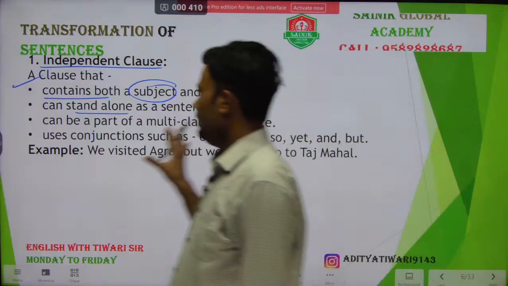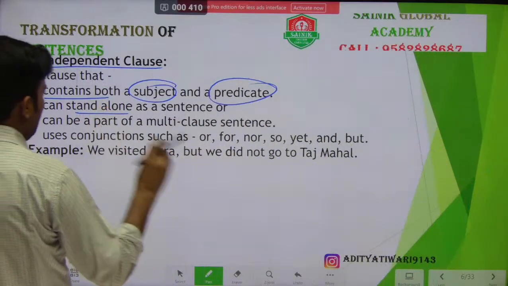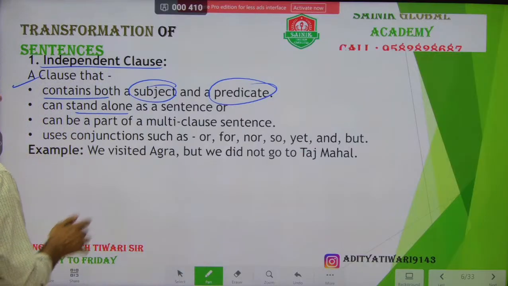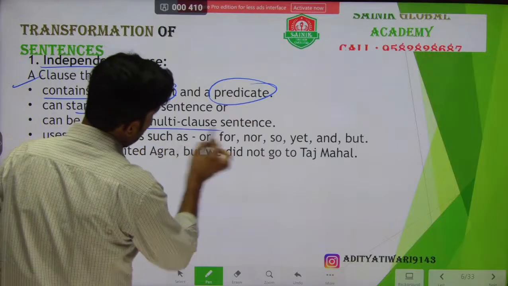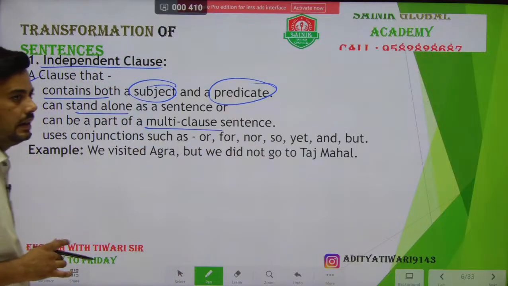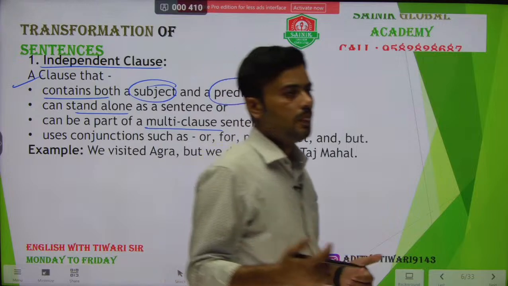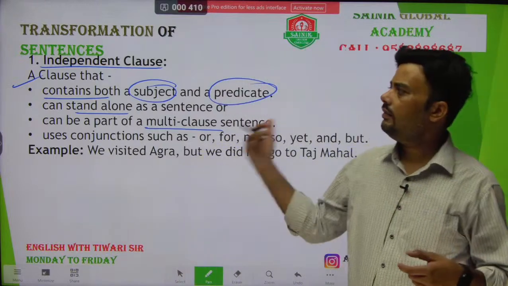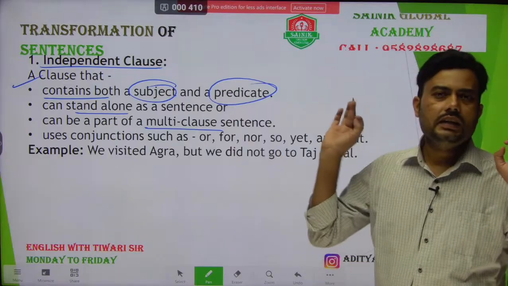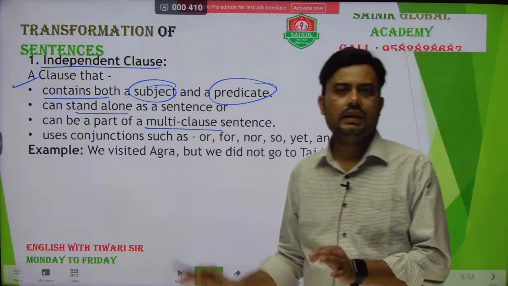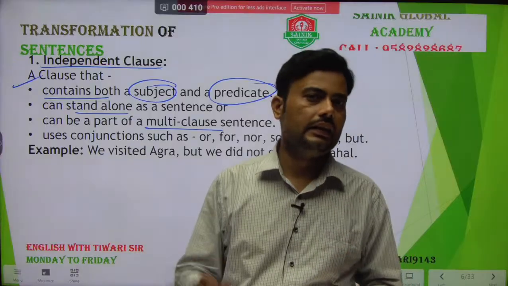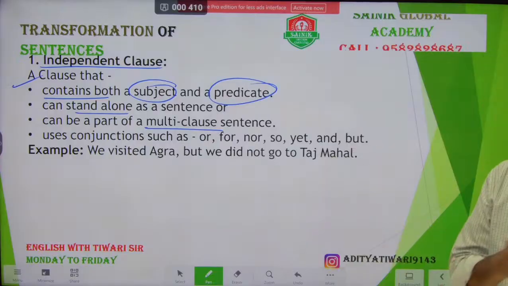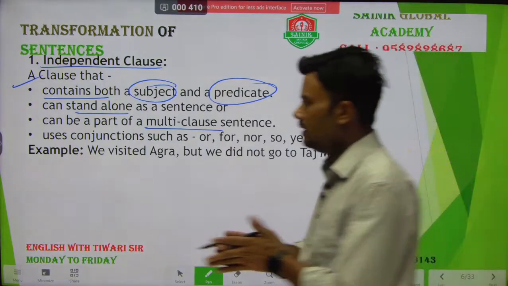See, an independent clause, beta, can stand alone in any sentence, and it can also be a part of multi-clause sentences. Multi-clause means it can come in a compound, complex or simple sentence, anywhere it can come.